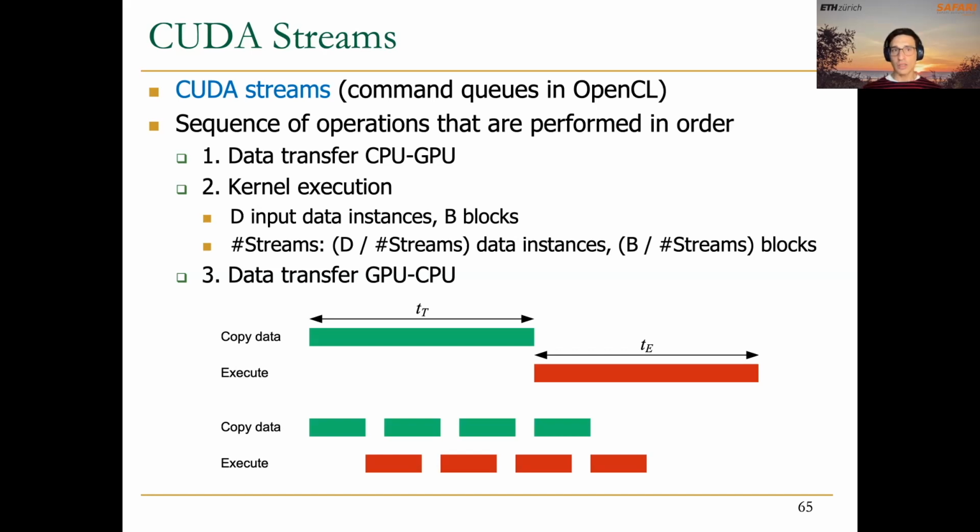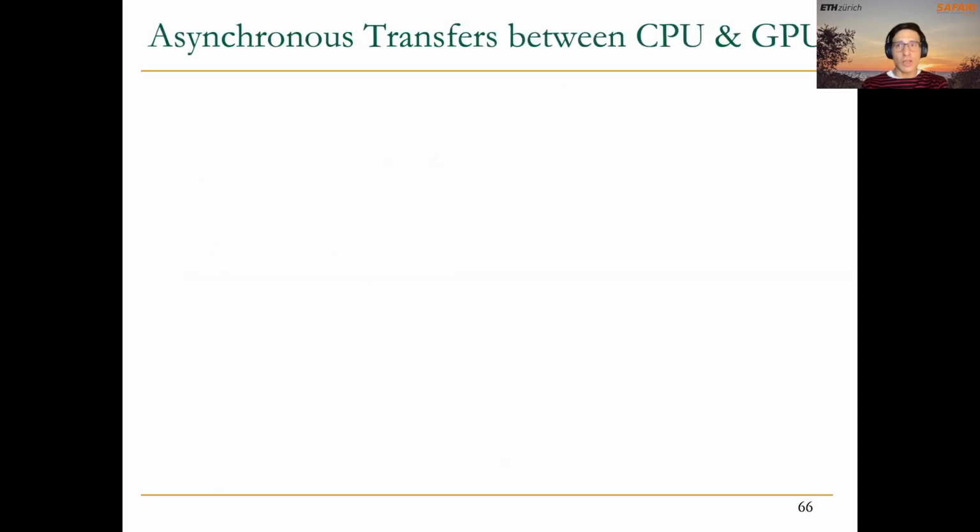But in both cases, either a stream or a command queue is defined as a sequence of operations that are performed in order. When we talk about operations, we might mean data transfers between CPU and GPU, we might mean kernel execution, or we might mean data transfers between GPU and CPU. Let's take a look at how to use these streams and asynchronous transfers in order to perform the overlap.